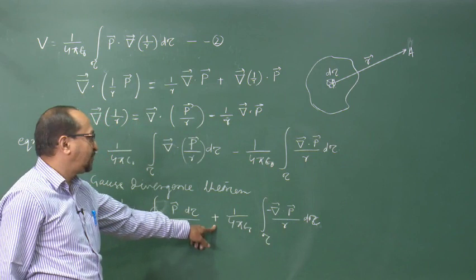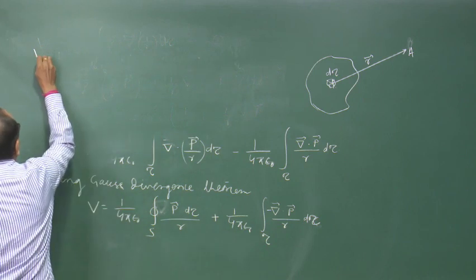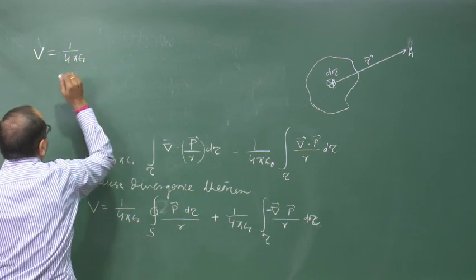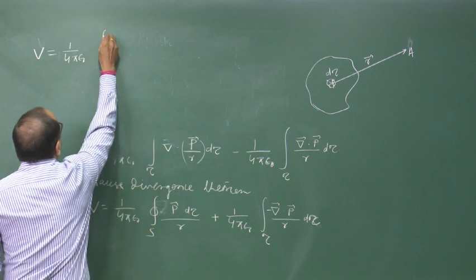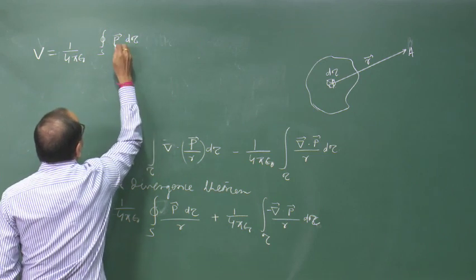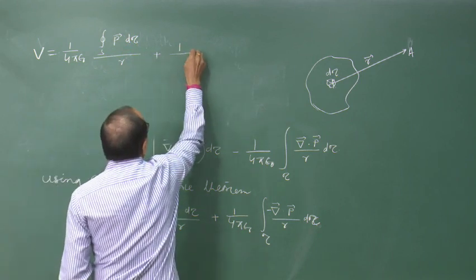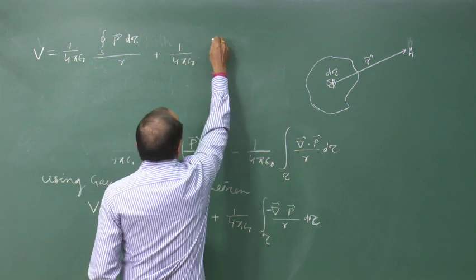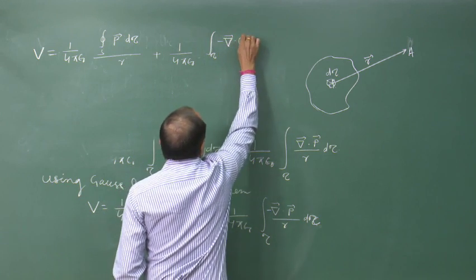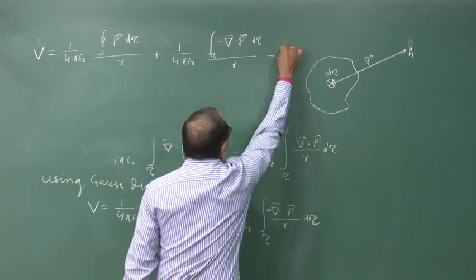I write it here plus minus sign, I took it inside the integration, or this we can write as V is equal to 1 by 4 pi epsilon naught integration over surface S of p d tau divided by r plus 1 by 4 pi epsilon naught integration over d tau of minus divergence of P d tau divided by R. So, this is equation 3.